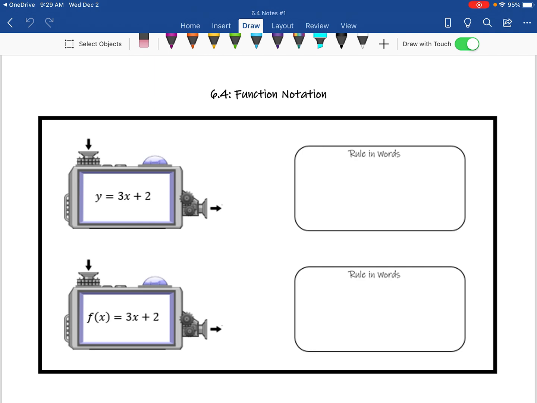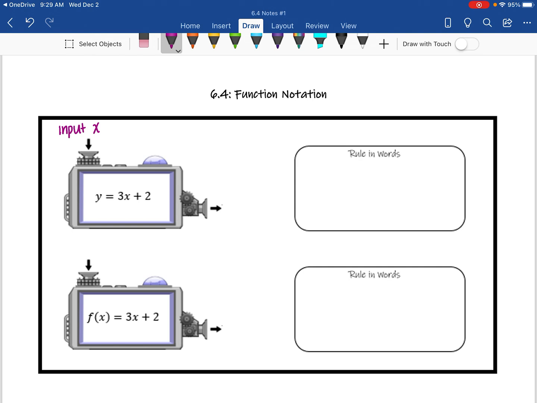Okay, so we're going to use y equals 3x plus 2 as our example. Typically our input is x. And we can see that we have 3x plus 2. So our input is our x value. That's what we're going to put into the machine.